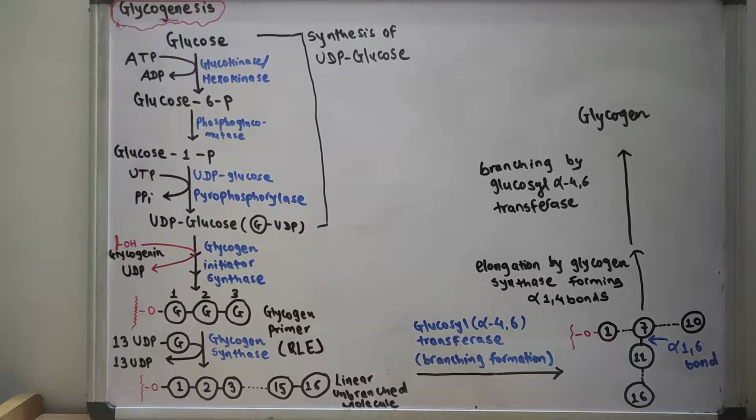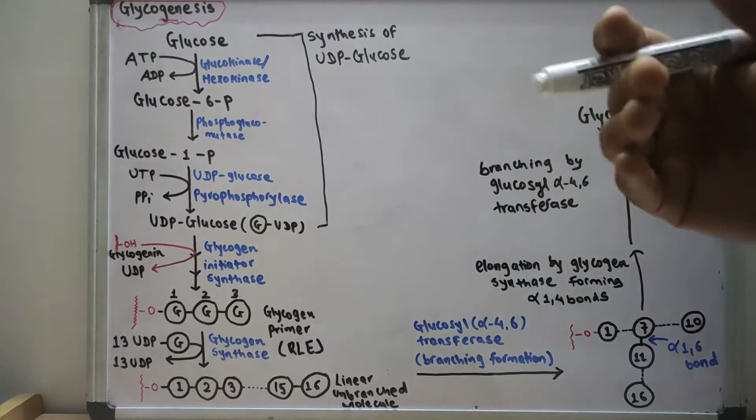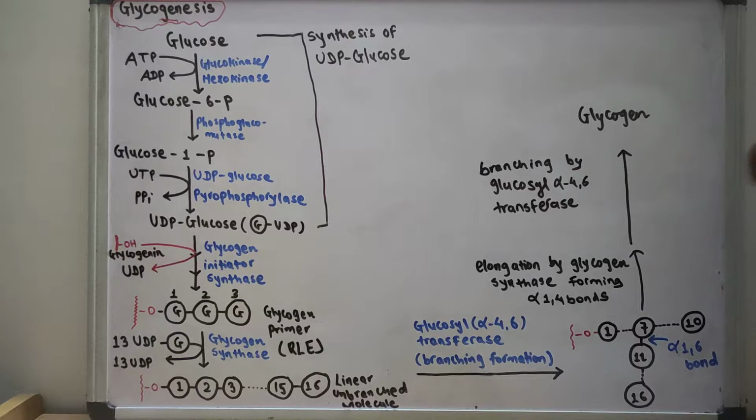Before starting glycogenesis, I want you to read the brief introduction of glycogen. Glycogen is a branched chain structure, and today in this video I'm going to describe the various steps of how glycogen is formed from a glucose molecule. Now let's start.